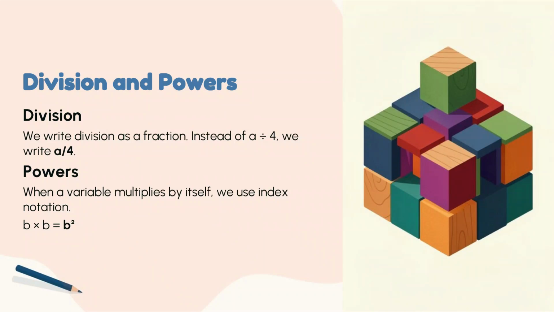Now, let's look at powers. If a variable is multiplied by itself, we use index notation. For example, b times b is written as b squared. That little 2 tells us that b is being multiplied by itself twice. So b squared means b times b.